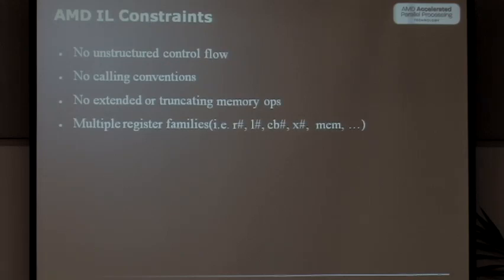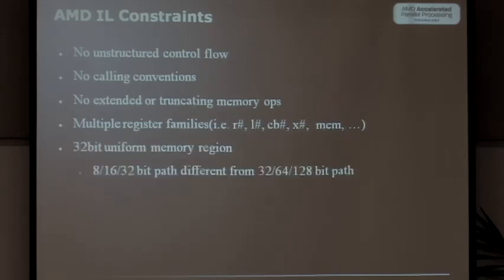We have multiple register families. So we have R, which is the GPR register family. We have L, which is literals. We have CBs, which are read-only constant buffers. X, which is private memory, and then a generic memory register. We have a 32-bit uniform memory region.